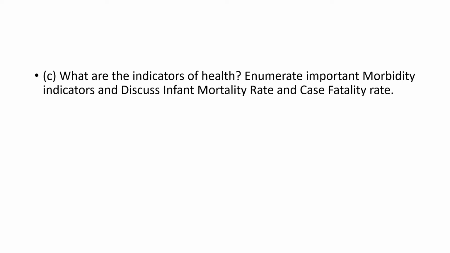Coming to case fatality, people are sometimes confused with proportional death rate and things like that. But case fatality is the number of fatal cases due to a disease, which is the numerator. The denominator is the number of cases affected due to the disease. So deaths due to the disease over the total number of patients affected with that disease, multiplied by 100.